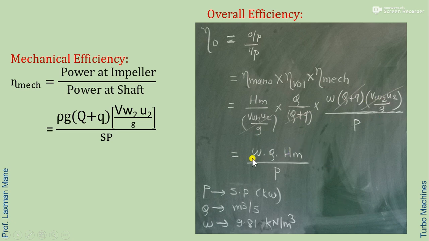So the rest of the term, that is wQHm divided by P, is the formula for overall efficiency, where w is the specific weight of water, Q is discharge, Hm is manometric head and P is shaft power. Now if we take shaft power in kilowatt, then the value of specific weight of water is to be taken as 9.81 in kilonewton per meter cube. This is very important in the numerical.